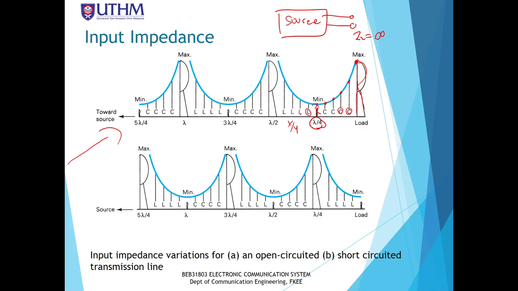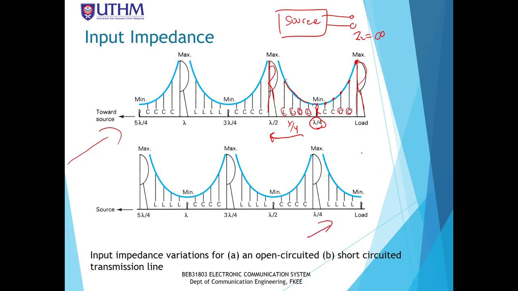And as we move another lambda over 4 distance towards the source, the transmission line will behave as an inductance. Dia akan behave seperti inductance. The value of L is going to be higher towards the source. And at lambda over 4 here, at this distance, the transmission line will behave as maximum resistive. Dan seterusnya. What happened during the short circuit?